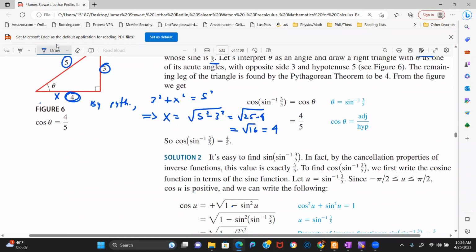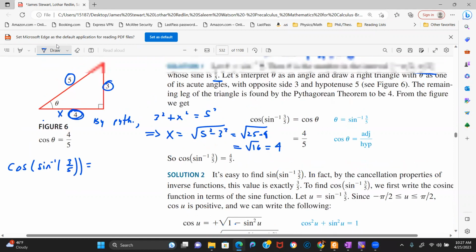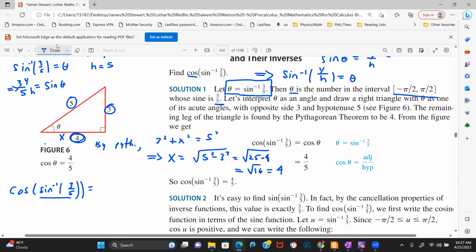So now, to get cosine of sine inverse of 3/5, we called this theta. So computing this is the same thing as computing cosine of theta. Now we just need to look at this triangle and figure out what is cosine of theta. Well, we have all the sides worked out so we can figure it out. It's going to be the adjacent over the hypotenuse, 4/5.